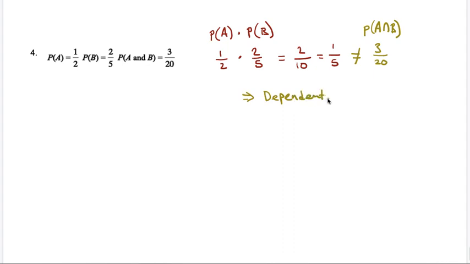Okay, so that's independent and dependent. Using the multiplication rule, you can determine whether events are dependent on one another or not. And if you've got any questions, let me know.